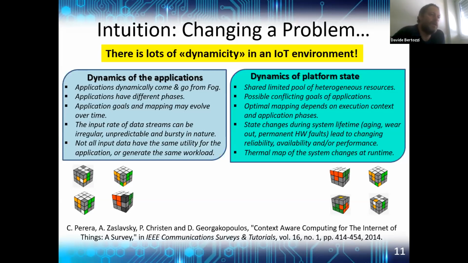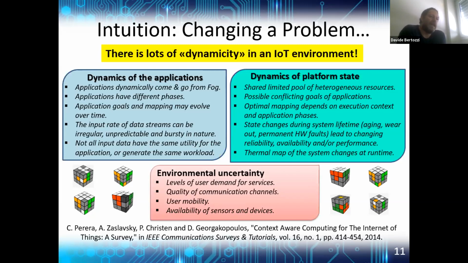Also, the platform state is changing in terms of reliability, availability, and performance, due, for instance, to physical layer effects such as aging, wear out, faults, and so on. And also the thermal map of your system keeps changing at runtime, thus requiring some form of thermal control.